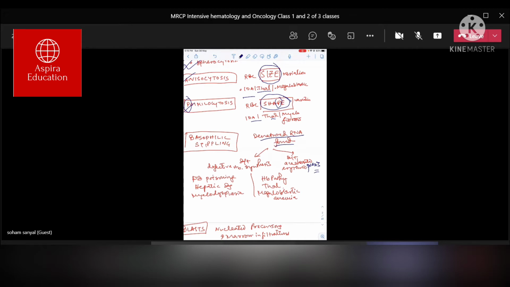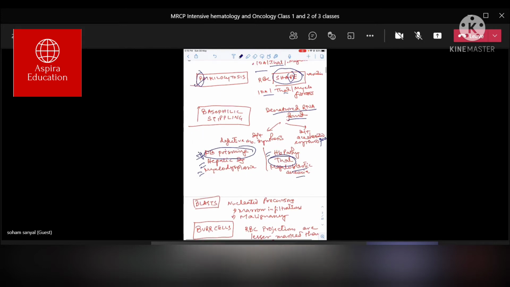Now let us look at the causes. It may happen in lead poisoning, very common. We know it since our second year. Hepatic disease, myelodysplasia, hemoglobinopathy, thalassemia, remember this one, and megaloblastic anemia. So these are the cases where basophilic stippling is present. In case the patient appears to be working in a factory, working with insecticide, or working in the coloring industry, then lead poisoning or heavy metal poisoning can be one of the major reasons.